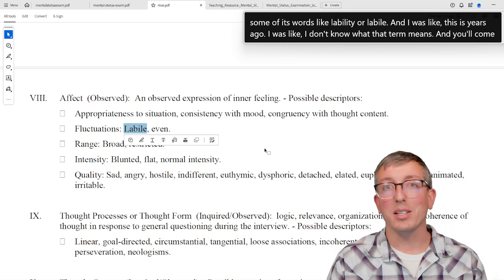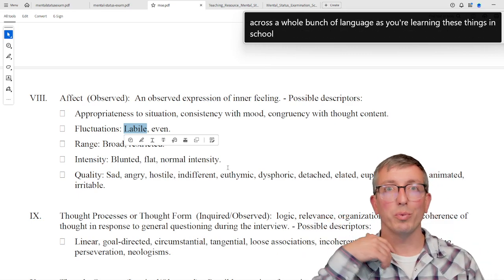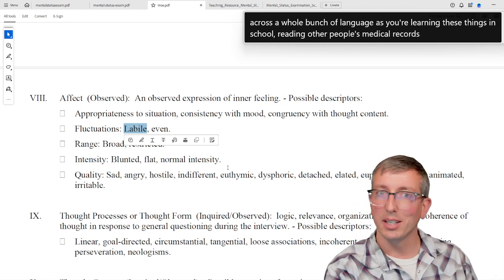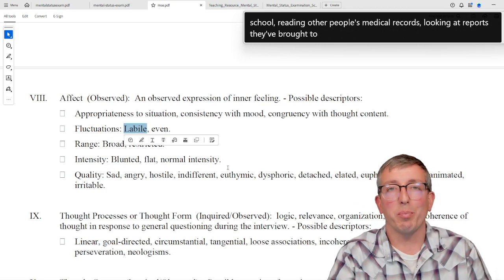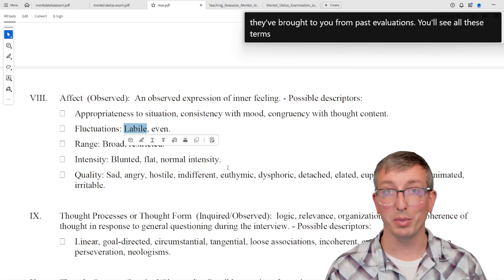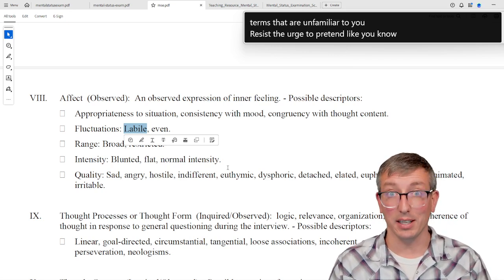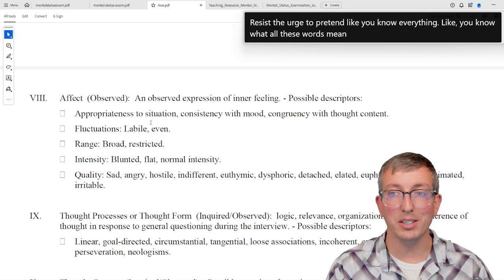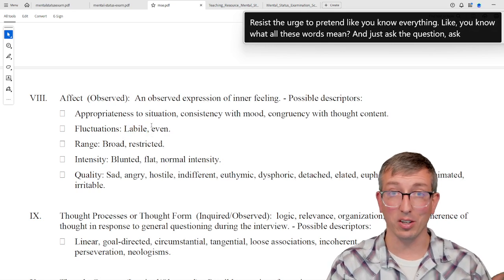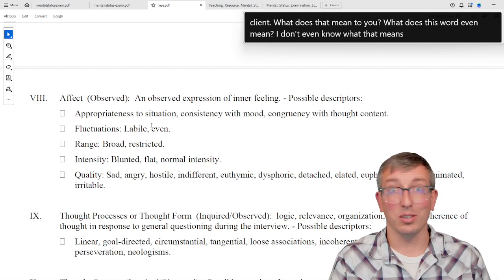You'll come across a whole bunch of language as you're learning these things in school, reading other people's medical records, looking at reports they've brought to you from past evaluations. You'll see all these terms that are unfamiliar to you. Resist the urge to pretend like you know what all these words mean, and just ask the question. Ask it to your client. What does that mean to you? What does this word even mean? I don't even know what that means. Let's look it up together.